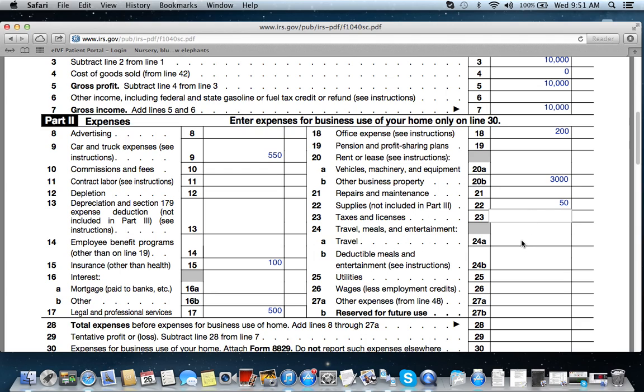All right, line 24, A and B. This is another big one that's difficult to get right. So 24A wants to know travel. This would include any travel you did for your business.